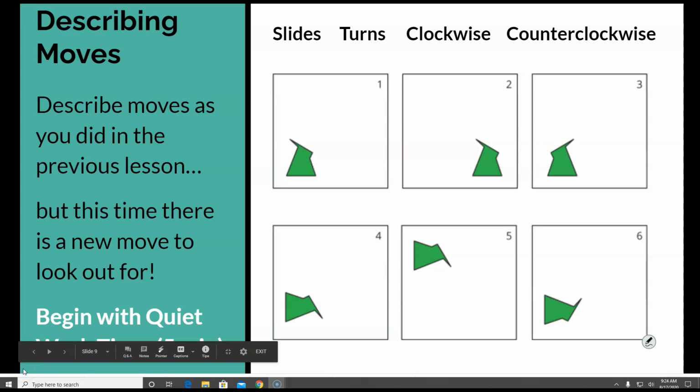Okay, so this activity described moves that you did in a previous lesson, but this time there's going to be a new move for you. All you had to do, like the little dance we did in the previous lesson, was just tell how they got from one frame to the next, okay?